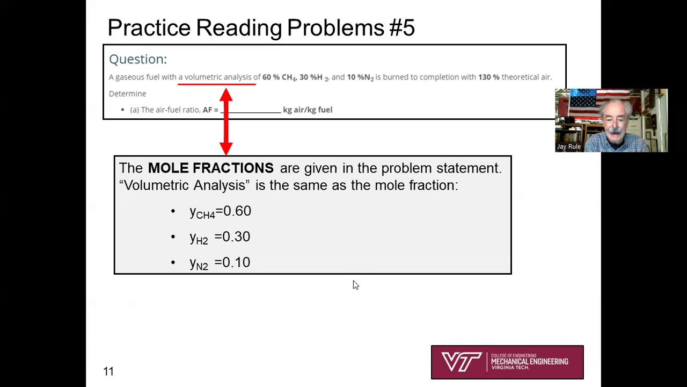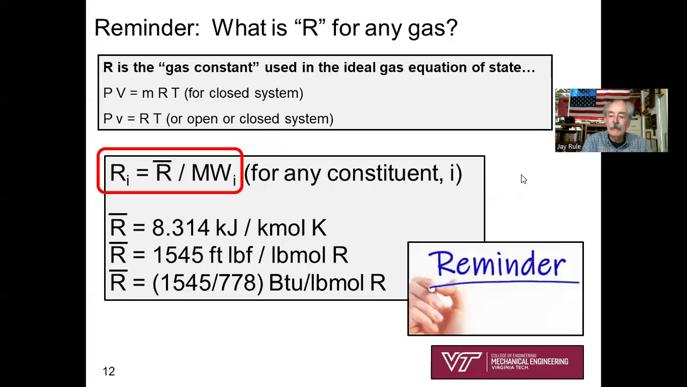So Y of the methane, CH4, is 0.6. Y of the hydrogen is 0.3, and Y of the nitrogen is 0.1. So volumetric analysis is the same as mole fraction given. Now looking ahead, you're going to be looking for R for a mixture.